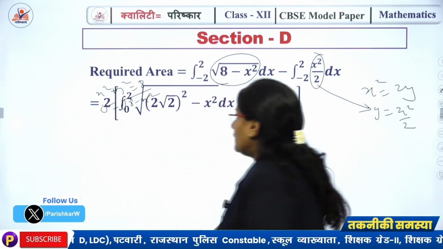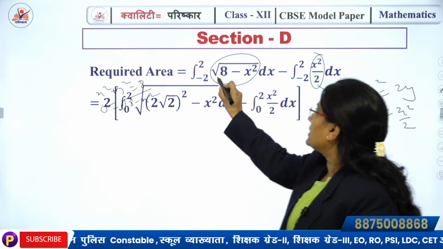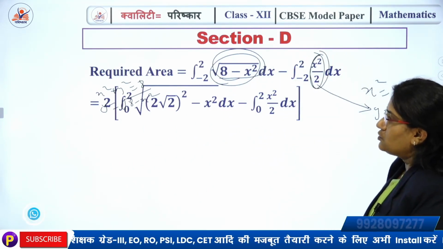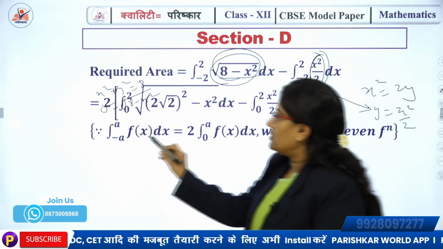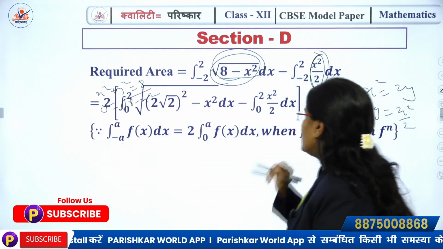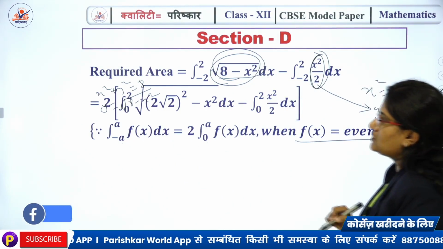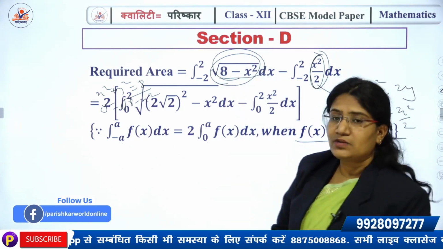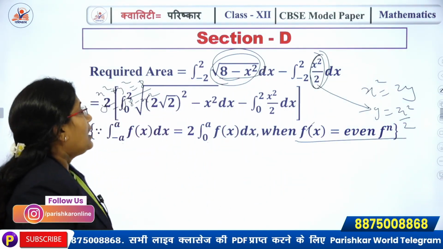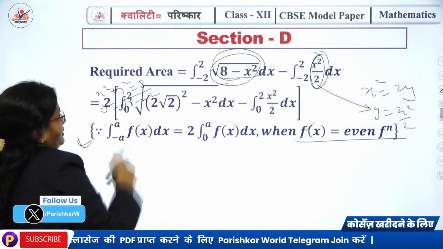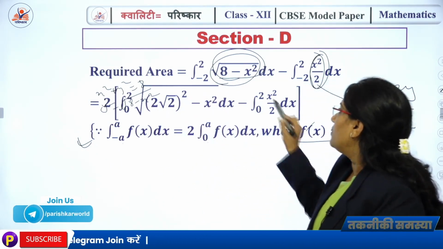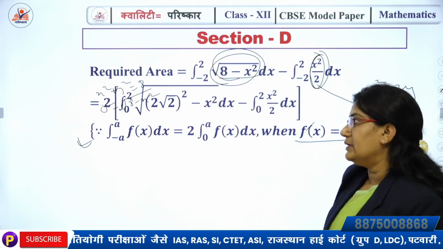So, after solving this, students, you can see that this function is an even function and this is also an even function. So we have a property that the integration from minus a to a of f(x) dx is equal to 2 times the integration from 0 to a of f(x) dx whenever the function is even. Under the root 8 minus x square is an even function and x square upon 2 is also an even function. After applying this property, we have 2 into [the integral from 0 to 2 of under the root 8 minus x square, plus the integral from 0 to 2 of x square by 2 dx].